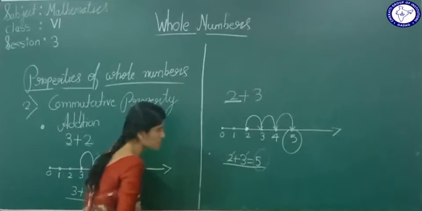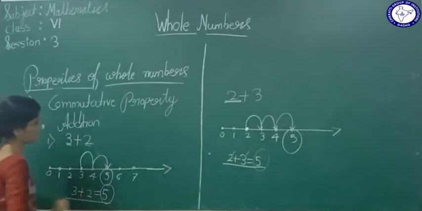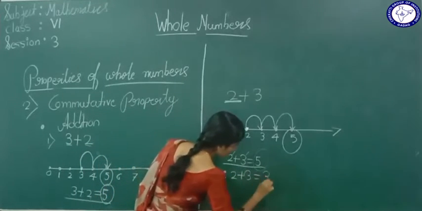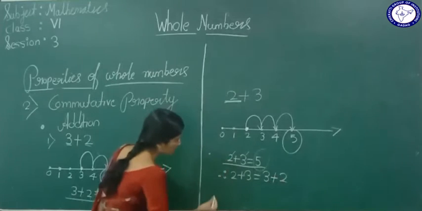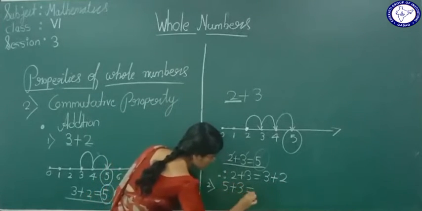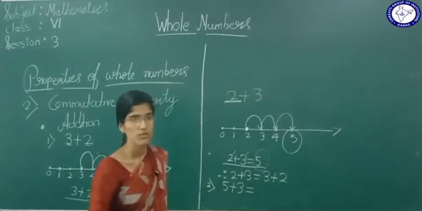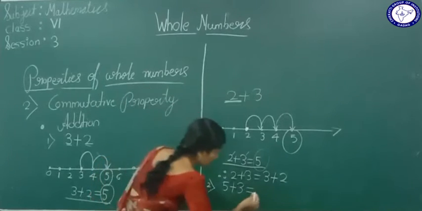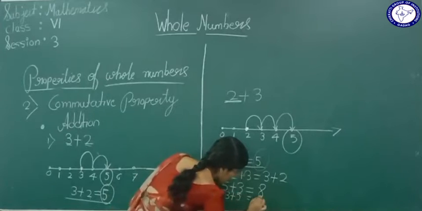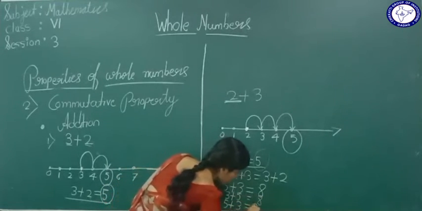Now take a second example. This was example number 1. Therefore what can we tell? 2 plus 3 is equal to 3 plus 2. If I take another example, what is 5 plus 3, students? Without using a number line, we will add: 5 plus 3 is 8. 3 plus 5 is 8. Therefore, 5 plus 3 is equal to 3 plus 5.